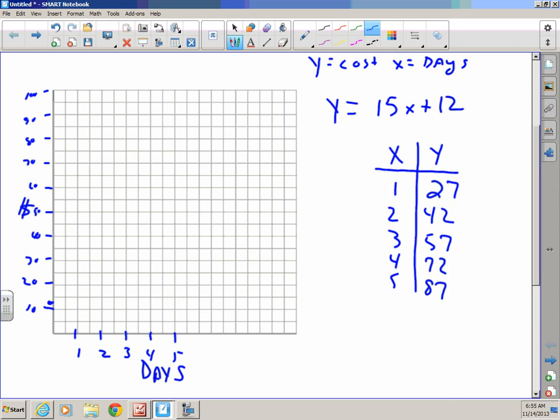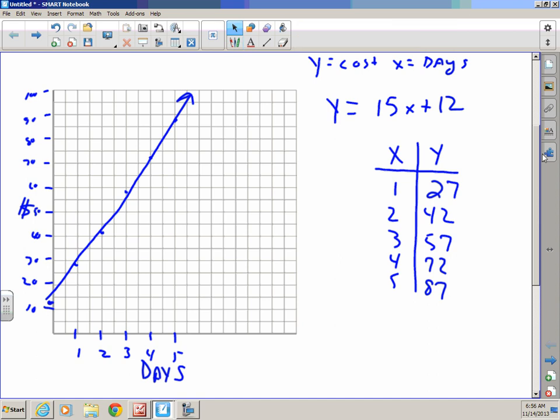So 1 day is $27. 2 days is $42. 3 days is $57. 4 days is $72. And 5 days is $87. Because you know this is a linear equation, your graph should be a line.